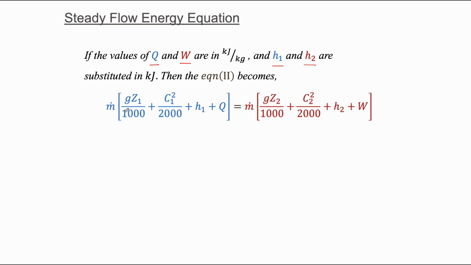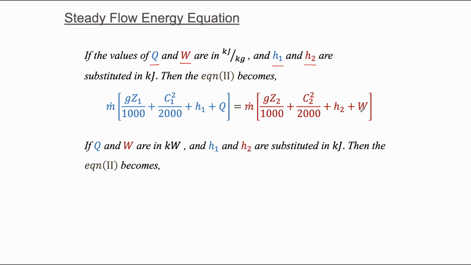potential energy divided by 1000 plus kinetic energy divided by 1000. So same thing happens on the right hand side too. So mass flow rate into the sum of potential energy, kinetic energy, enthalpy and heat supplied in the unit kilojoule per kilogram. And on the right hand side, mass flow rate into the sum of potential energy plus kinetic energy plus enthalpy plus work delivered in kilojoule per kilogram. Similarly, if we are going to write Q and W in kilowatt, then again the expression will be changed.